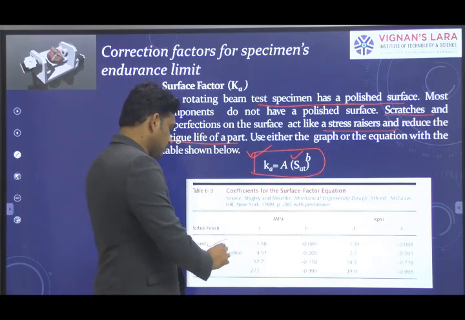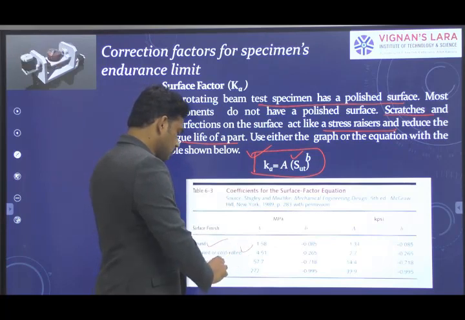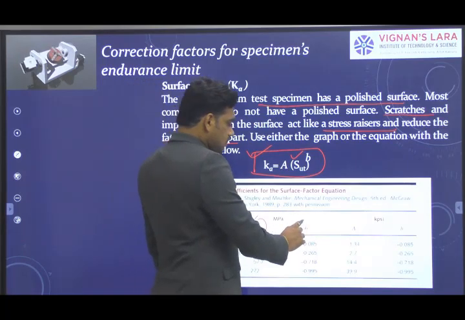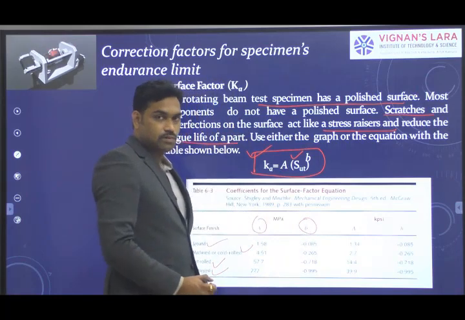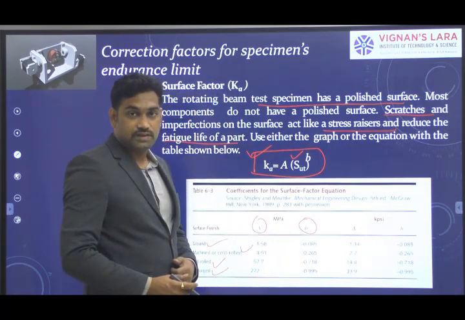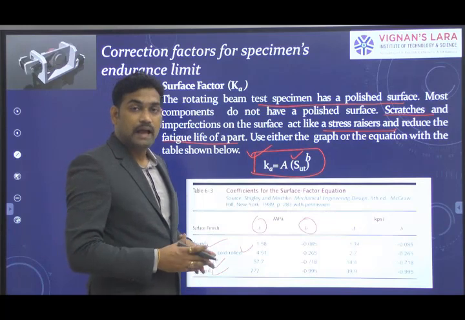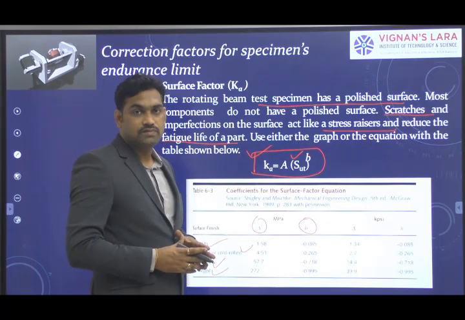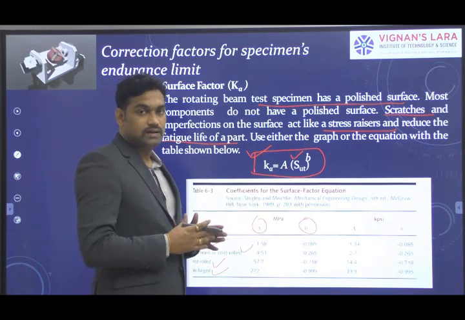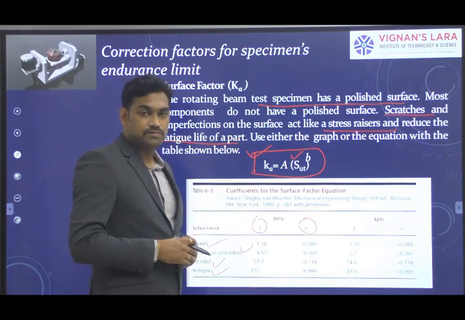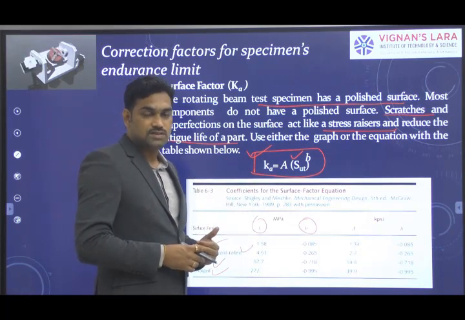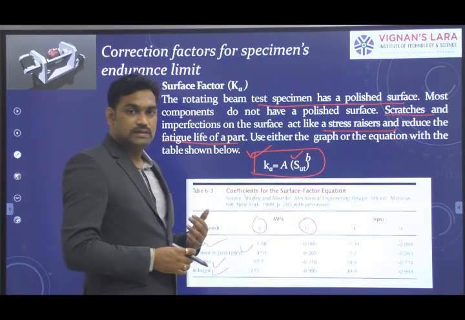So here you can provide a ground surface or machined surface, hot rolled or forged surface. The values of A as well as B are going to vary based upon the type of surface finish you can provide for our actual machine component, so that you can get the values of the surface finish factor, so that you can reduce the endurance value of the experimental test specimen. Clear? So that is one of the reasons.